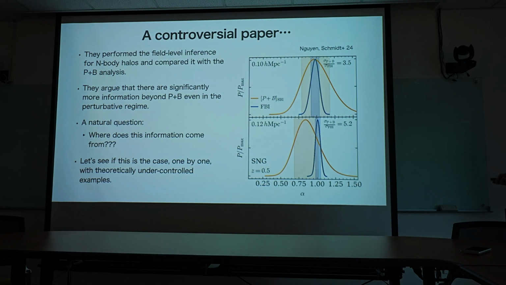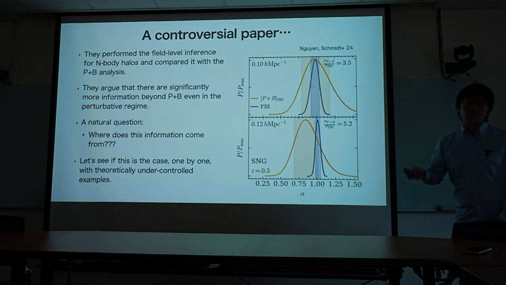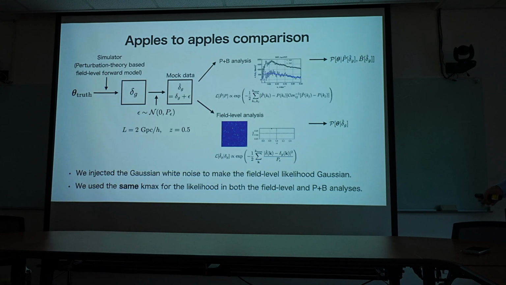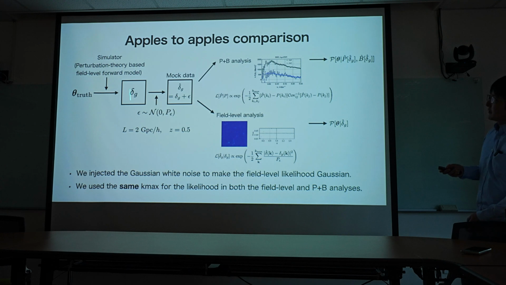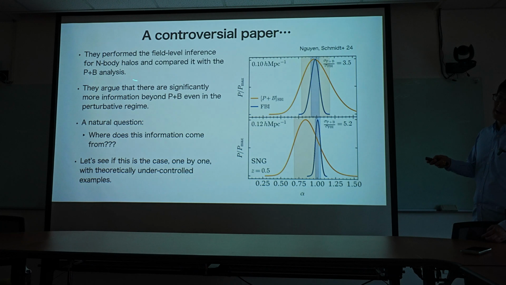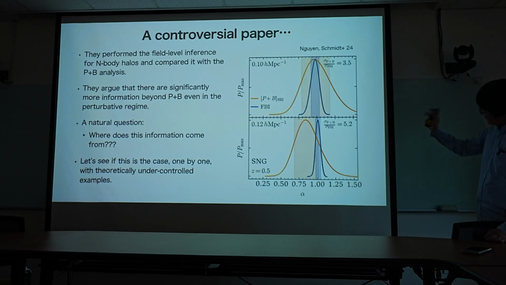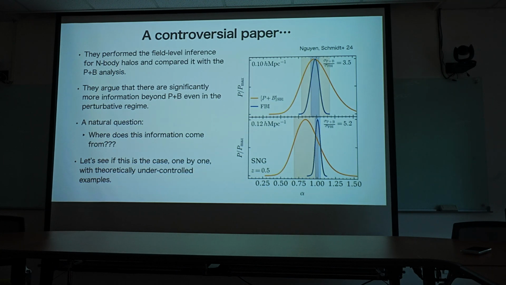Another difference might be the data they used. We did an apples-to-apples comparison. That means we use the same forward model in the mock and the inference. But they use N-body halos as the mock data, while for the inference they are using perturbation theory. So in principle, they can be different. But at this point, I would say information should be in the signal or model, not the data. Think of the Fisher matrix. The Fisher matrix doesn't care about data. So there is a difference in the data, but I think that doesn't make any difference.